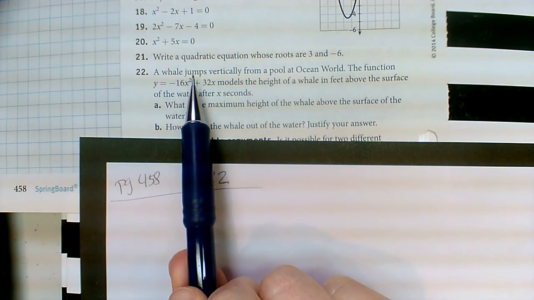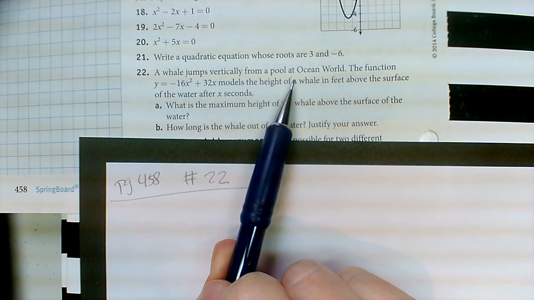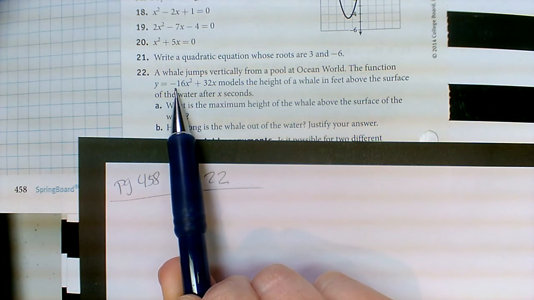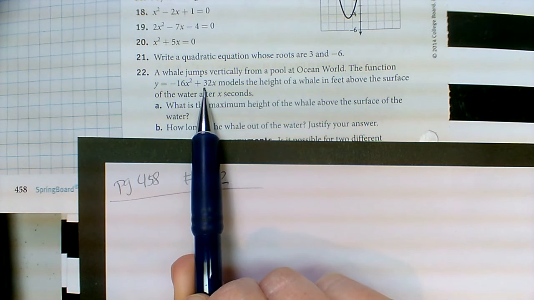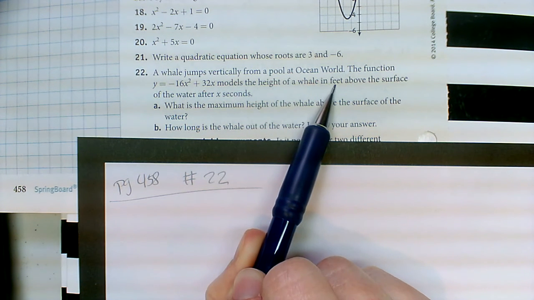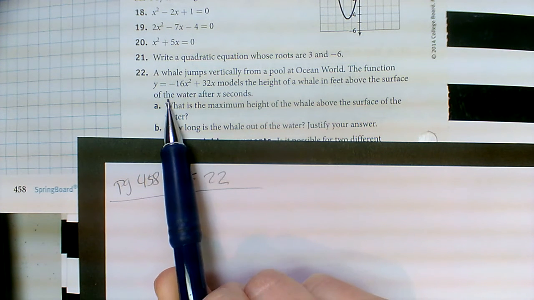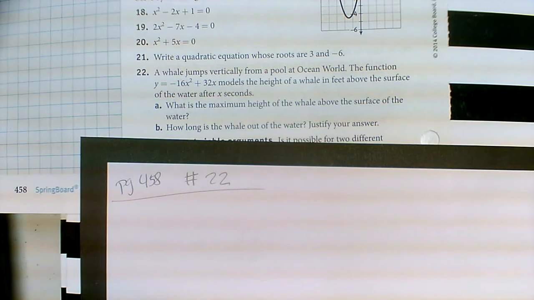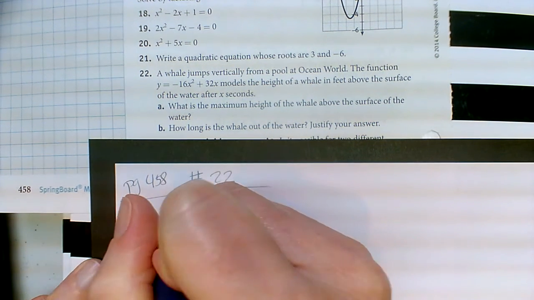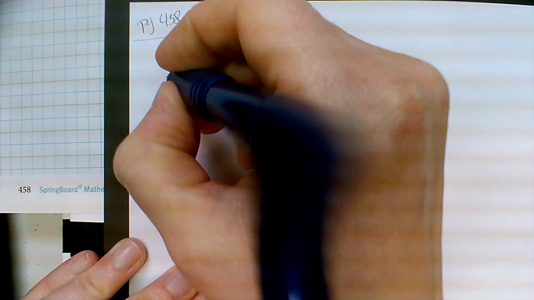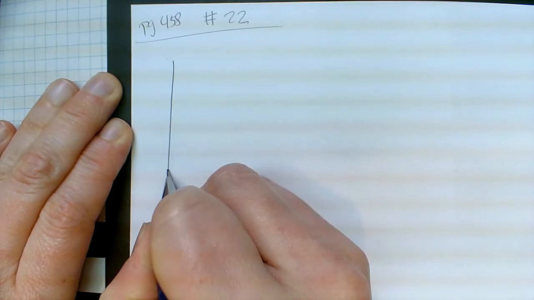It tells us that a whale jumps vertically from a pool at Ocean World. The function y equals negative 16x squared plus 32x models the height of a whale in feet above the surface of the water after x seconds. All right, so before we even go through parts A and B, I just want you to have a visual of what's going on, okay? So I am going to make a little graph of what's going on with the whale.